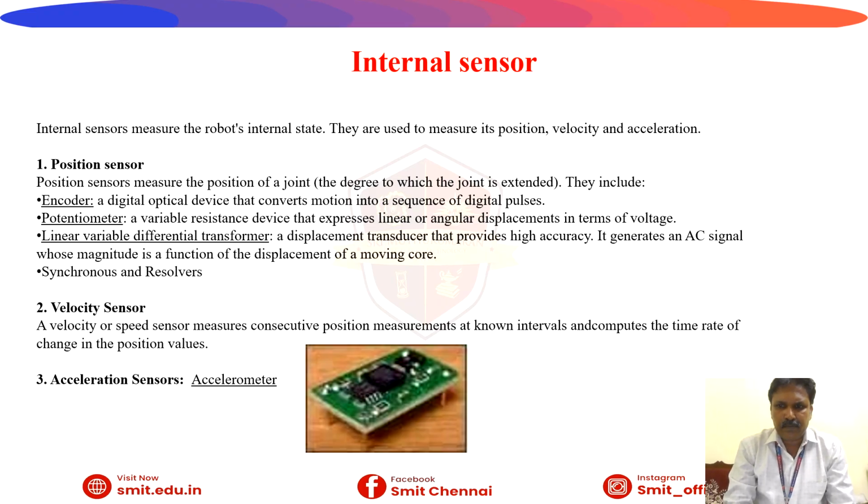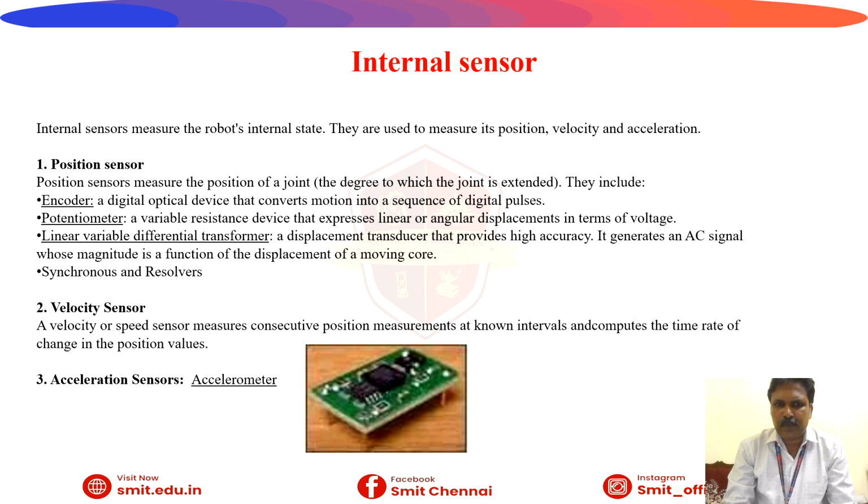Internal sensor. Internal sensors measure the robot's internal state. They are used to measure its position, velocity, and acceleration. So what does internal state mean? The internal sensor measures its position, velocity, and acceleration. External means what obstacles are present, what objects are in front of the robot, and what measures should be taken in order to avoid accidents. The internal sensor is mainly used to measure position, velocity, and acceleration.